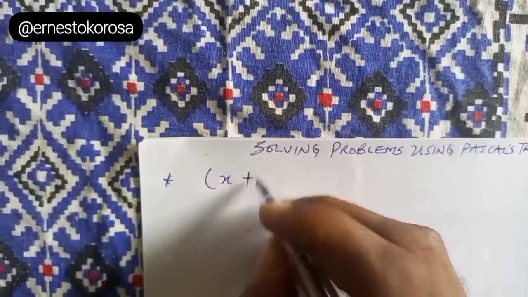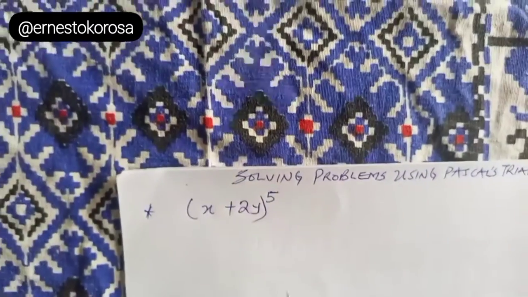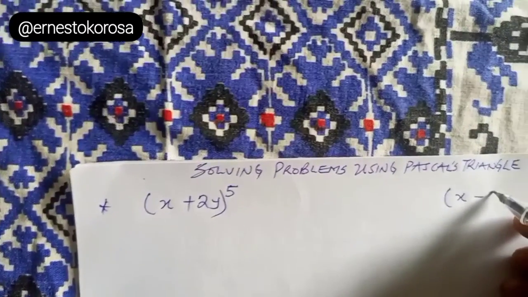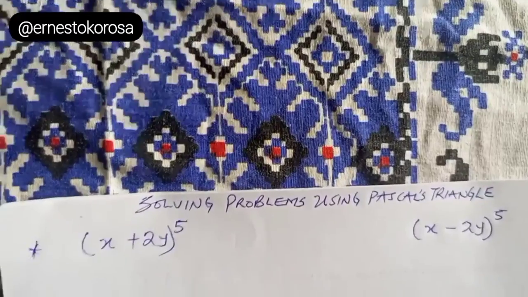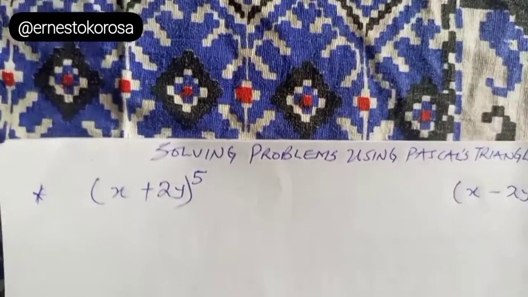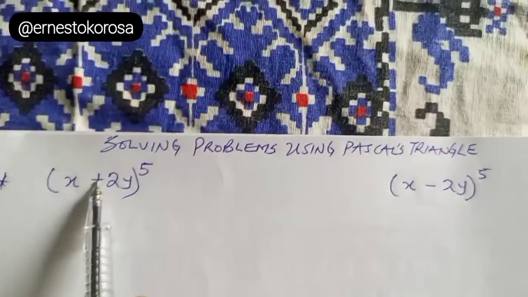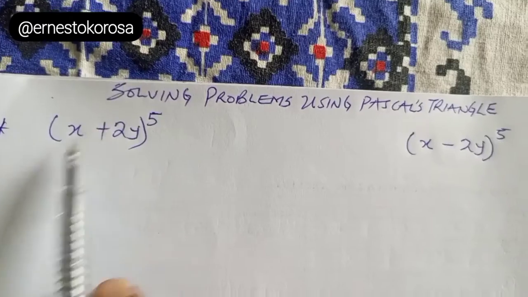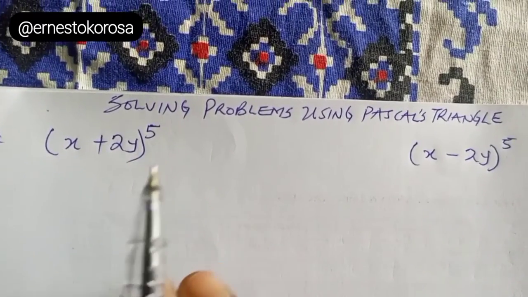We have x plus 2y raised to power 5. Let me also bring this x minus 2y raised to power 5. I feel there is need for us to take note of two things. You can see that the signs are different. Now, when we have a positive sign, the sign spreads all over. It remains positive, nothing changes.